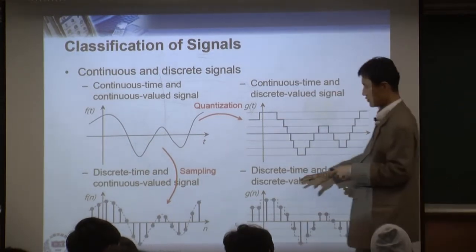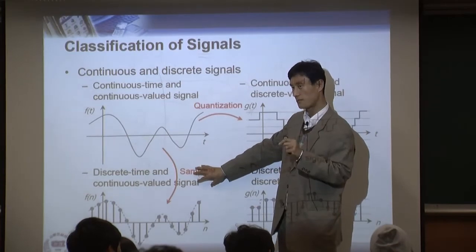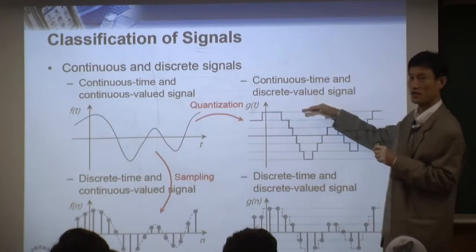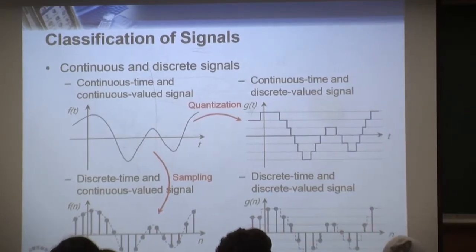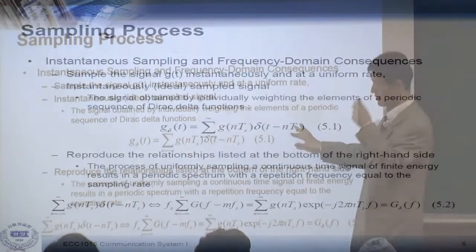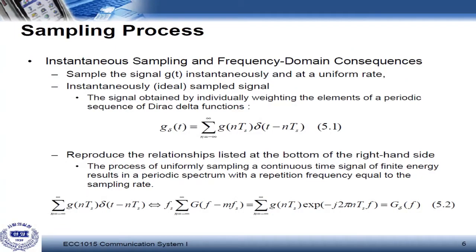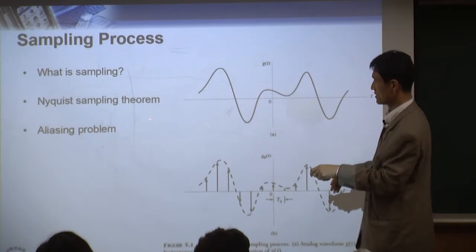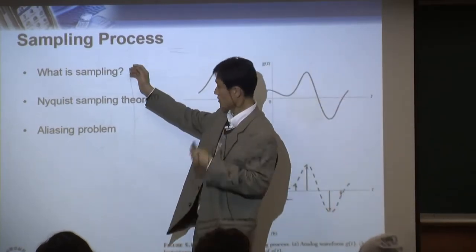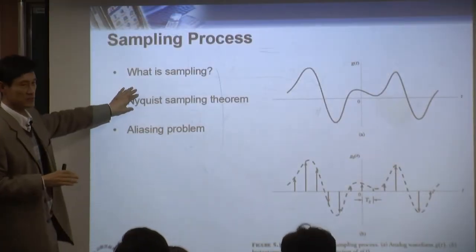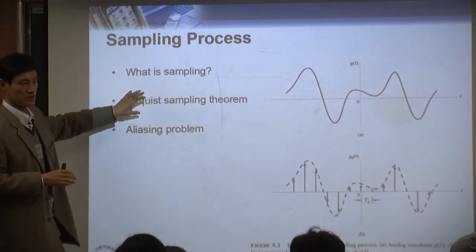So remember that when you do sampling, you need to choose a sampling frequency. When you do quantization, you need to choose how many bits, or how many levels, you need. We have two different issues for these two. For sampling, the number one issue is to choose a sampling frequency. There is a guideline for how to choose it, and the one guideline we know is the Nyquist sampling theorem. What is the Nyquist sampling theorem?